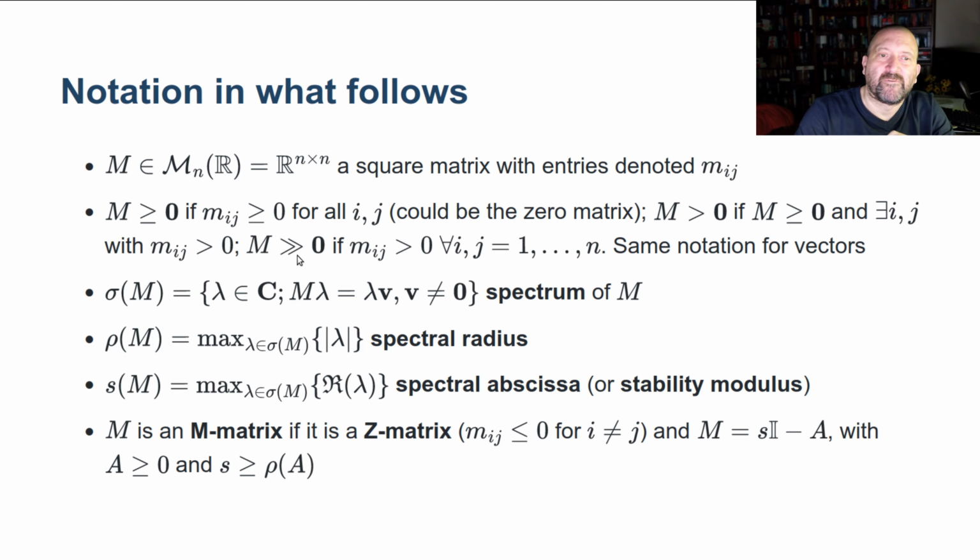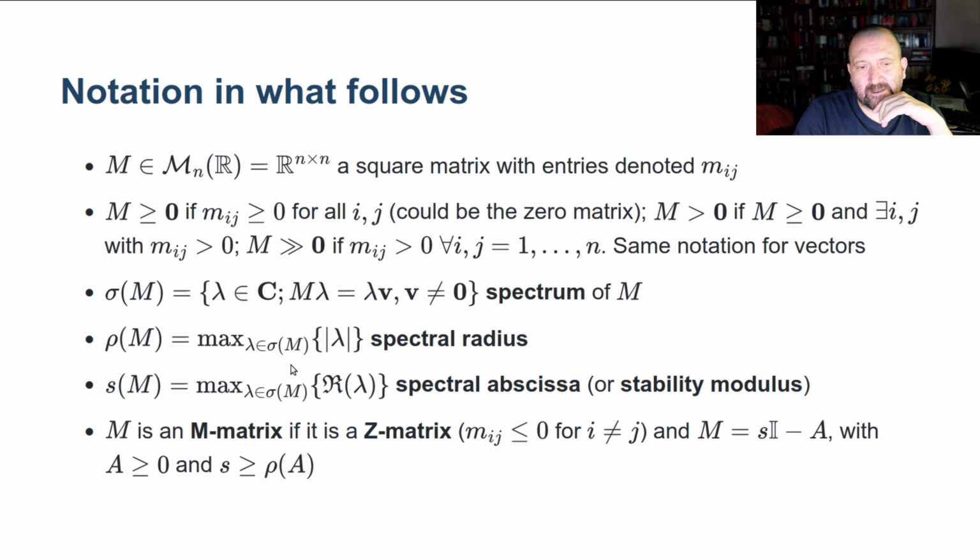And of course, we do the same for vectors. I'm going to denote sigma of M, the spectrum of a matrix, the set of all its eigenvalues. I'm going to denote rho of M its spectral radius. It's the maximum of the moduli of the eigenvalues. S of M will be the spectral abscissa or spectral modulus.